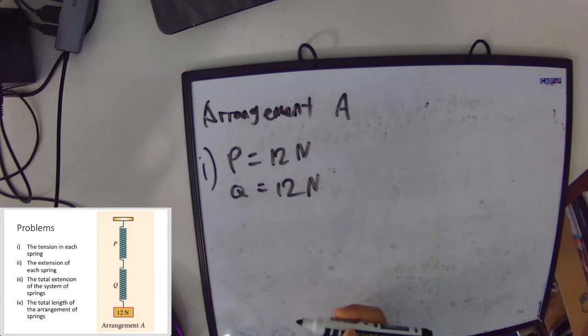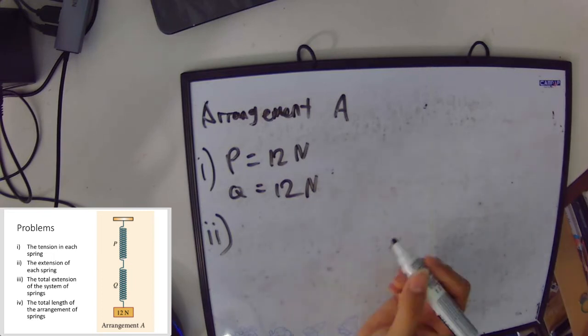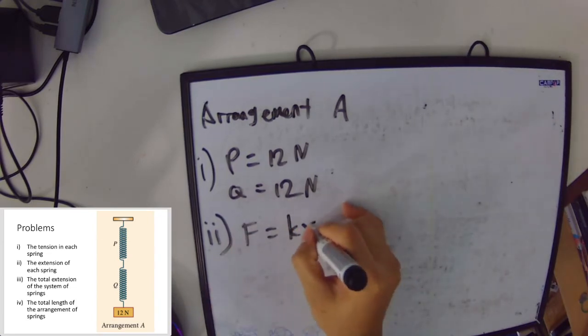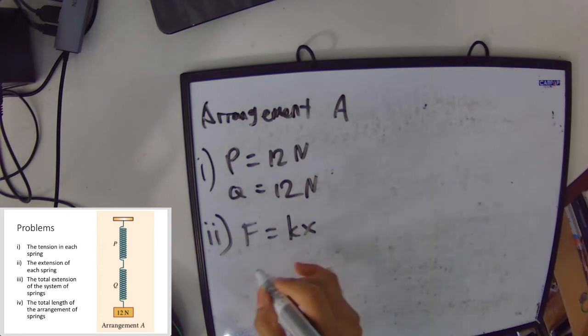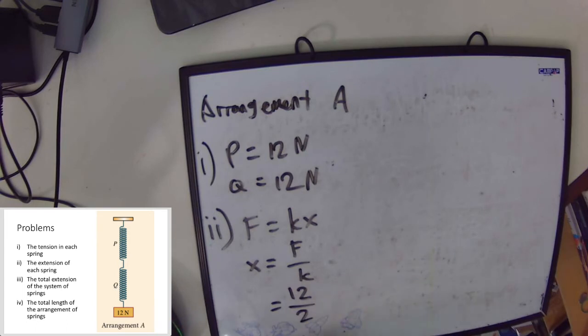Number two, the extension of each spring. Okay, now because both springs have the same amount of tension, the extension is also the same. So, how can we find the extension? We use the same formula. Force equals kx, right? And so x, since we're looking for extension, will equal force divided by k. And we know that the force is 12 newtons, and we know that the spring constant is 2. And so the extension will be 6 millimeters.